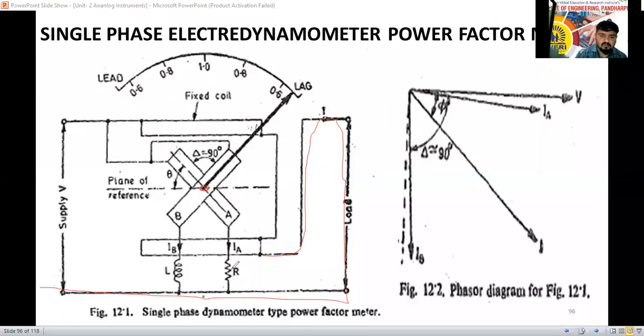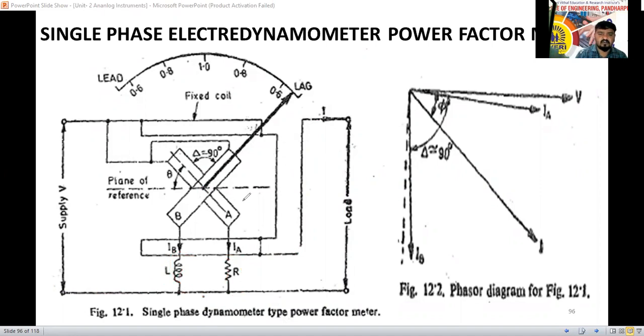Now, see here, mainly I have considered a resistive load and an inductive load. Coil A is connected to the resistance, coil B is connected to the inductance. So it is nothing but an RL load, a resistive inductive load. Yes, sir. So I will ask one simple question.